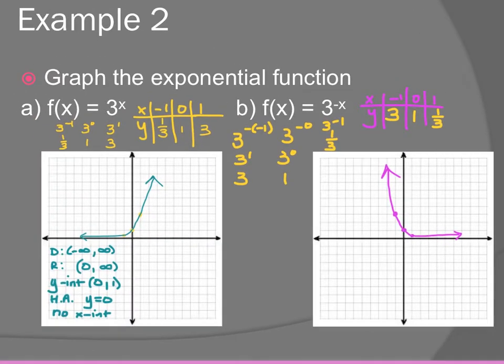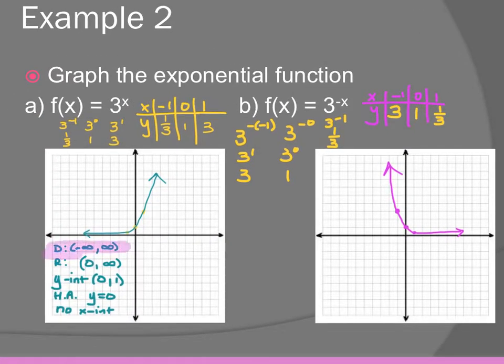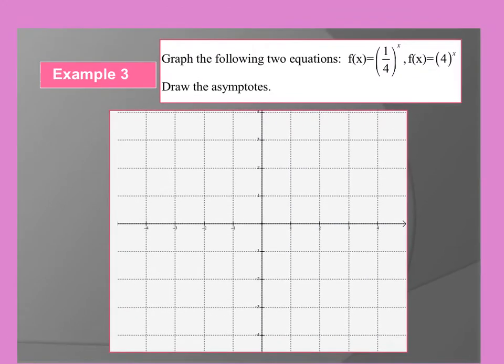So what's the difference between all the information over here and this graph? Does my domain stay the same? Yes. Does my range stay the same? Yep. Y-intercept? Yep. Horizontal asymptote? Yep. And x-intercept? Yeah. The only difference is the one on the left is increasing, the one on the right is decreasing, right? That's the only real difference. Make sense? Okay.